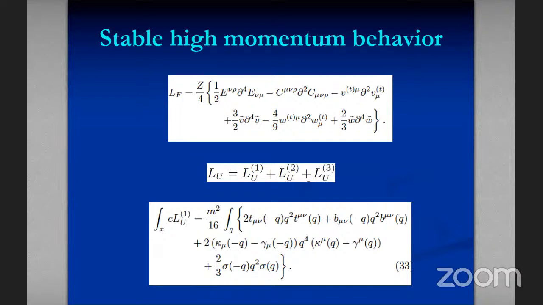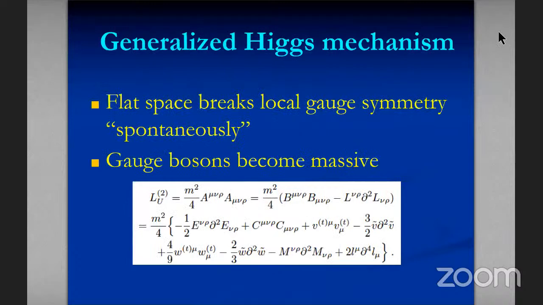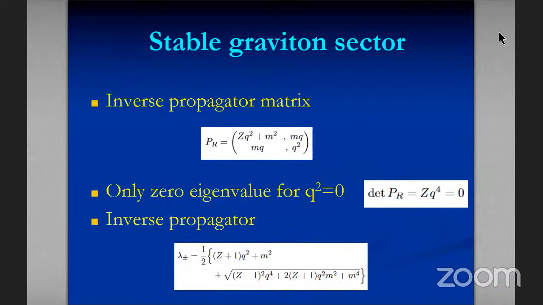So next slide. Let's look at the graviton sector. The graviton sector has actually an inverse propagator matrix, which is now a 2x2 matrix. So you see the Z Q squared plus M squared, that's the pure gauge field part, the Q squared, that's the pure Vierbein part, and then there's a mixing M times Q. You see immediately that the only zero eigenvalues occur for q squared equal to zero, just take the determinant, which is proportional to q to the four, so there is no other pole. If you write the inverse propagator, you diagonalize the matrix, it has some square roots, you convince yourself it's completely stable, no ghosts, no tachyons.